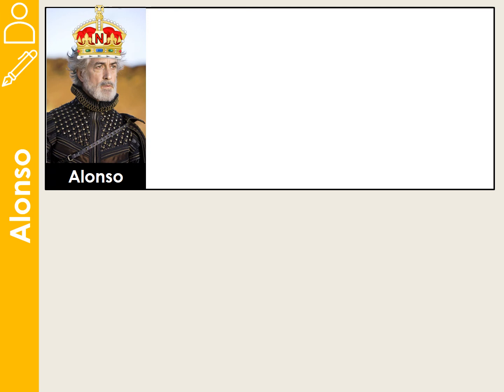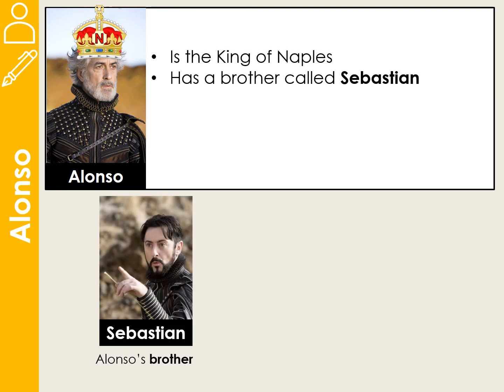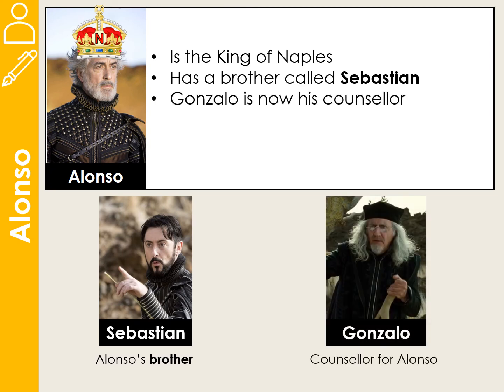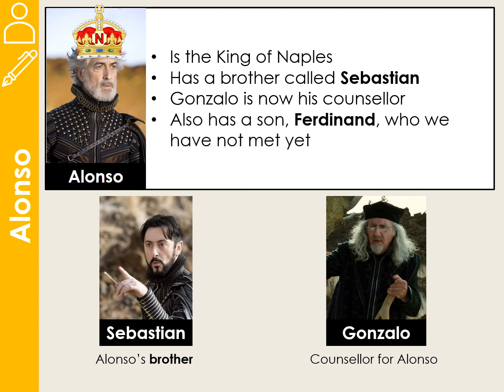Okay, on to Alonso. So he is the King of Naples. He has a brother called Sebastian. Gonzalo is now his counsellor, so he has moved Gonzalo from Prospero's kind of allegiance over to Alonso's. So interesting. Alonso has a son called Ferdinand, who we haven't met yet, but we will do. Ferdinand is a very important character, so watch out for him later.